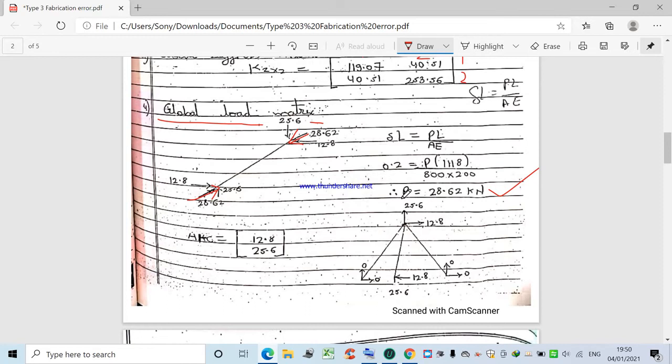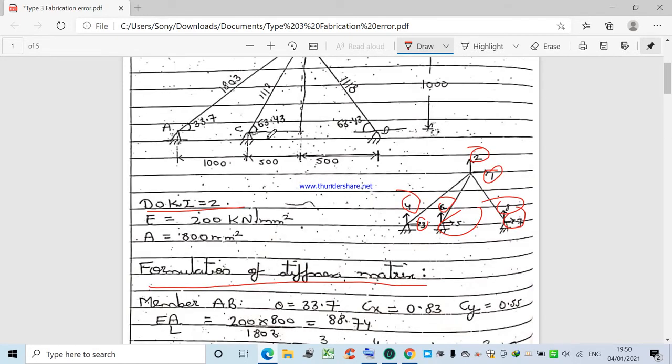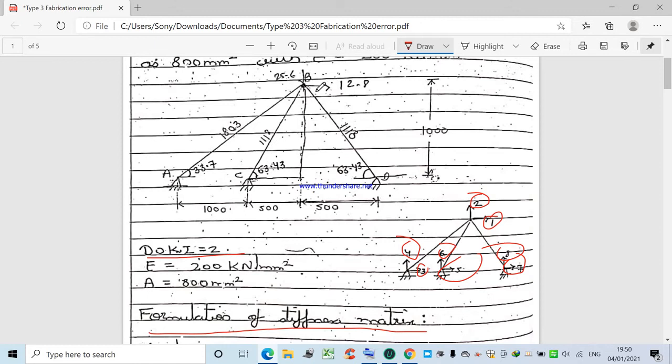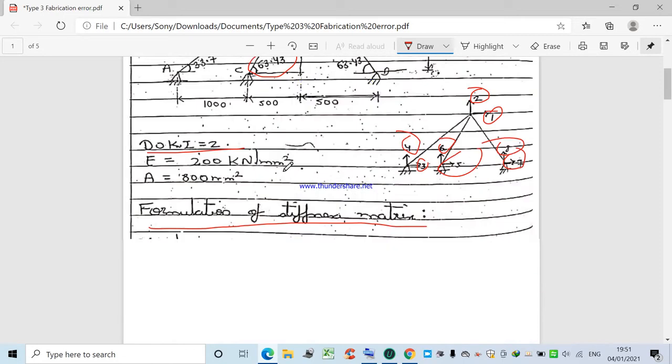Now, 28.62 we will get as a result of P. So by resolving this 28.62 on either coordinate, we will get the resolution of force as 28.62 cos theta. One thing you must remember is which theta value we will consider. Here it is applicable for the CB member only, because this member is given as too long, so this angle must be considered. We need not consider the others. We require only this 63.43.